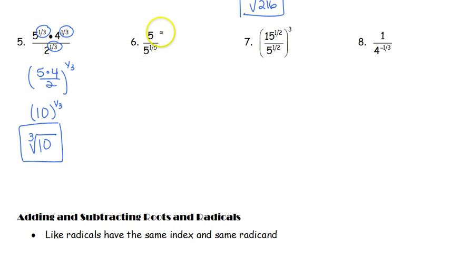Number 6, 5 over 5 to the 1/5. We play the who wins. Don't forget that this is a 1 on top. Top wins. 1 minus 1/5 gives us 5 to the 4/5. We change that into radical form. That's the 5th root of 5 to the 4th. 5 cannot be rewritten. 5/4, nothing can be reduced, nothing can be brought out. So that's the 5th root of 625.